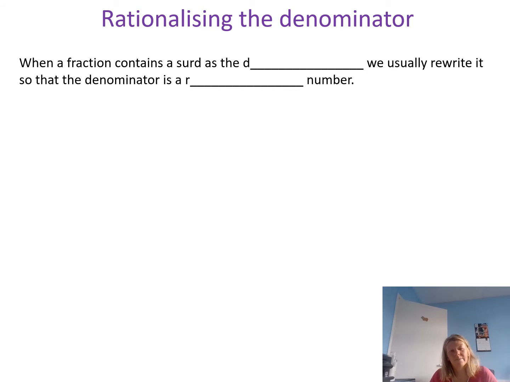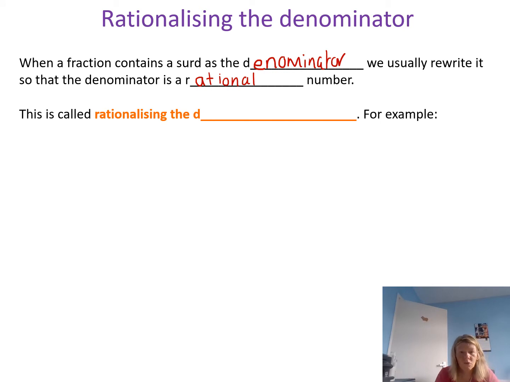Rationalising a denominator. When a fraction contains a surd as the denominator, we usually rewrite it so the denominator is a rational number, in other words, get rid of the surds. This process is called rationalising the denominator. No big surprise.